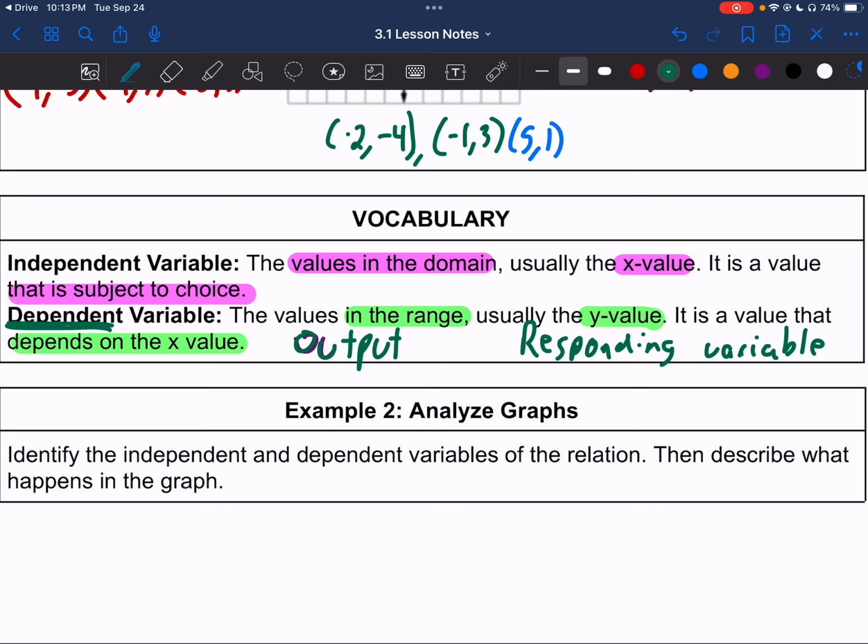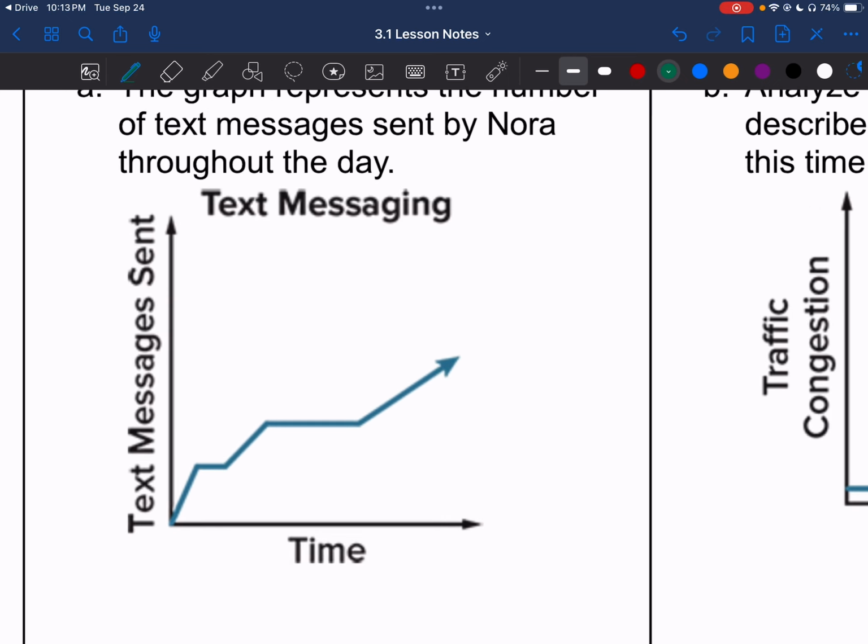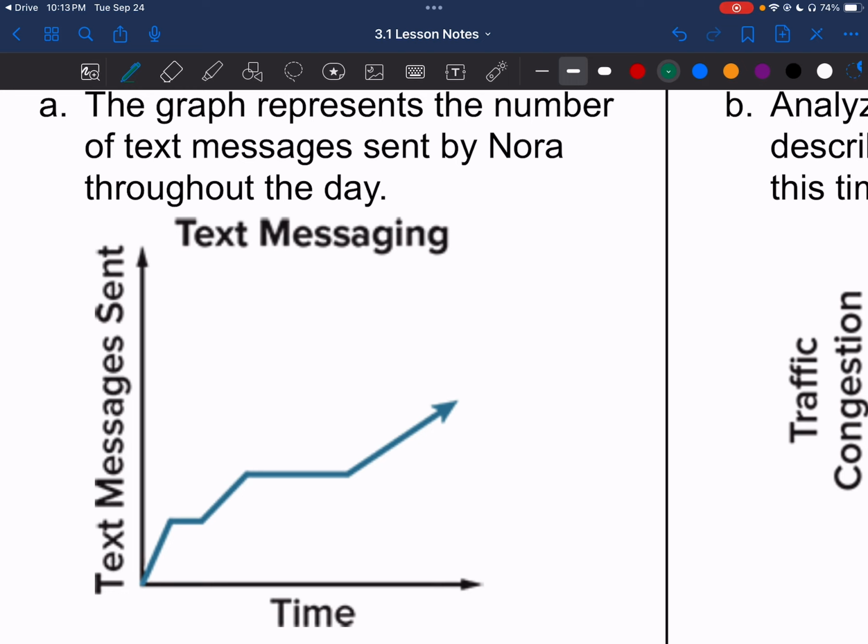So we're going to analyze some graphs now, and we are going to identify what are the independent and dependent variables of the relations, and then we're going to describe what happens in the graph. So my first one, this graph is representing the number of text messages sent by Nora throughout the day. So the first thing we need to identify is what is our independent variable, and that is our time. Independent variable is going to be time.